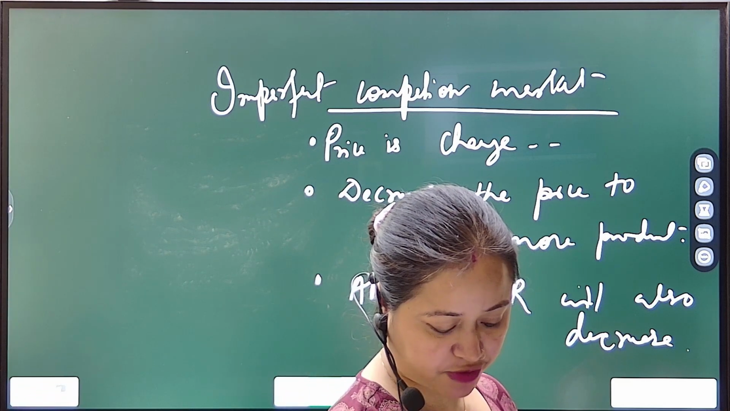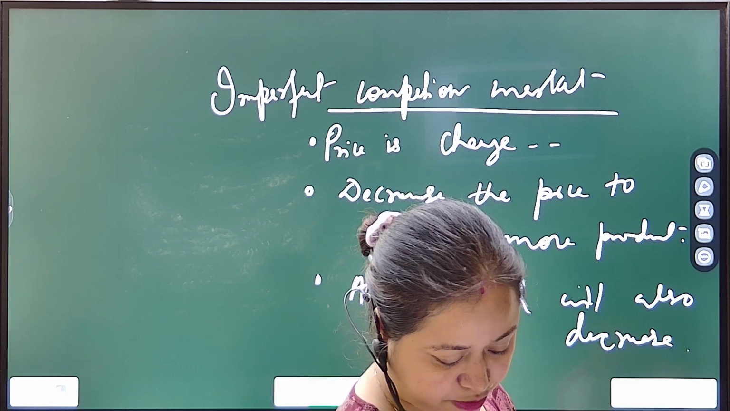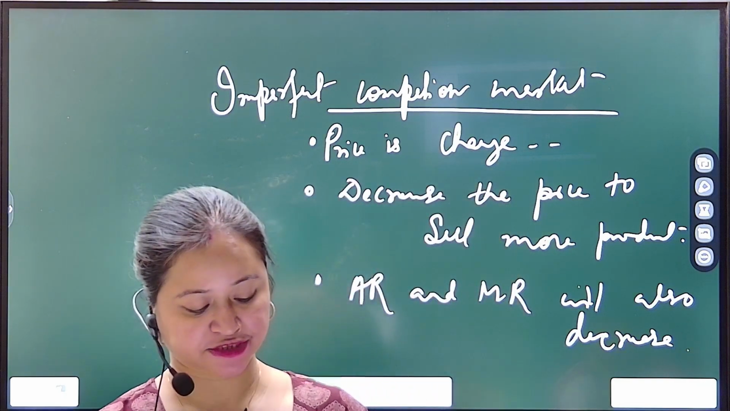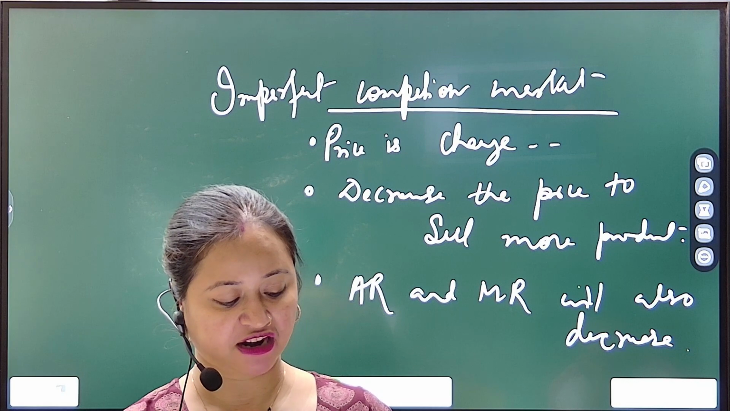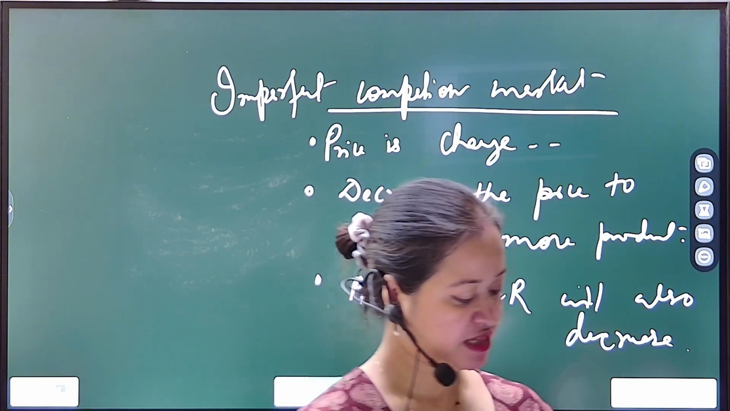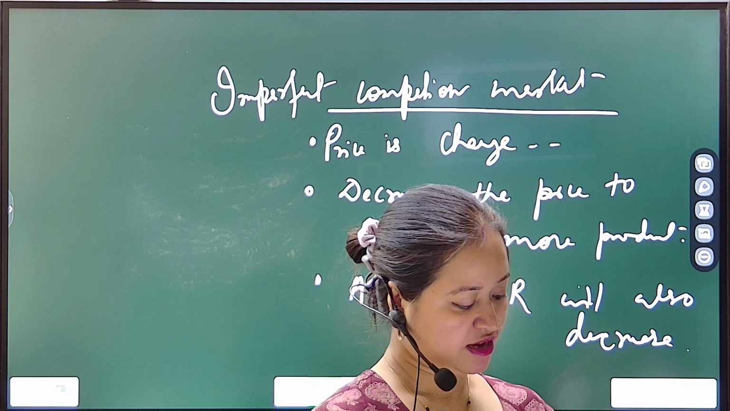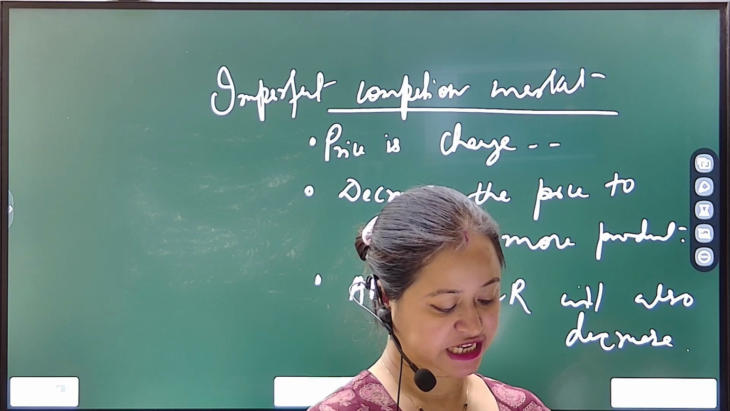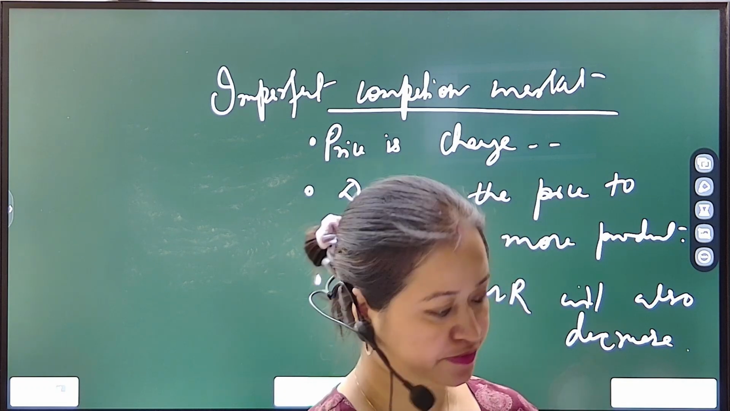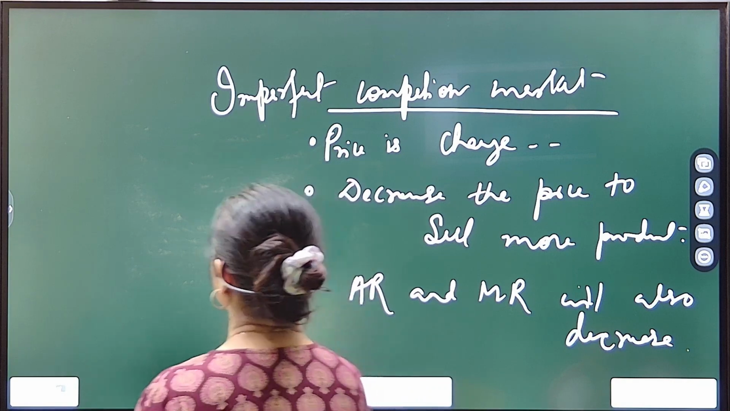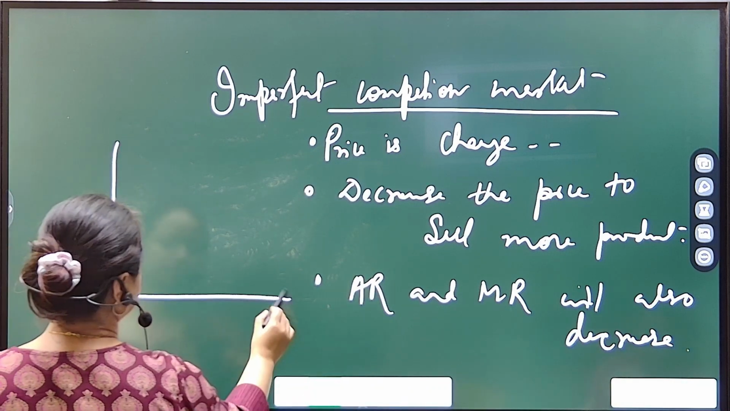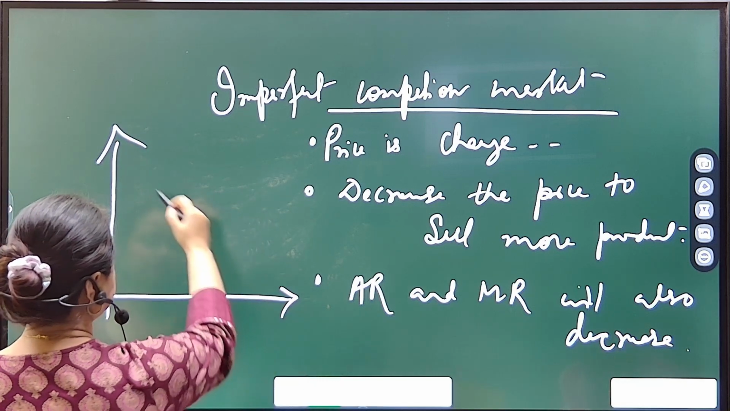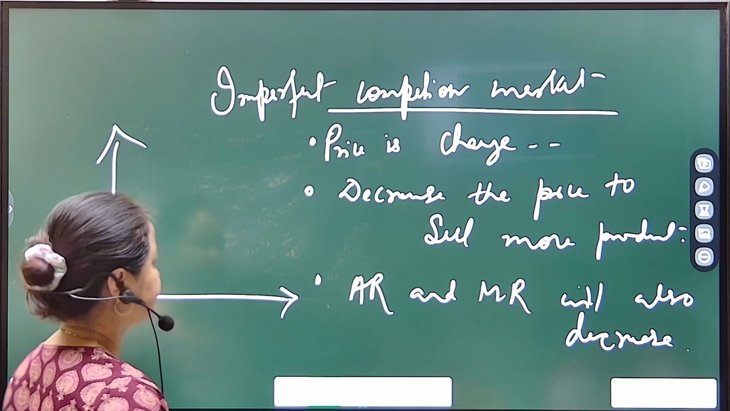So you can draw this from this diagram. In an imperfect market, both the MR and AR curves slope downward from left to right. Here the MR curve is below the AR curve. The price is always equal to average revenue, P equals AR, in all markets. MR is half of the AR. So you can draw here. It slopes downward from left to right. It is sloping downward.